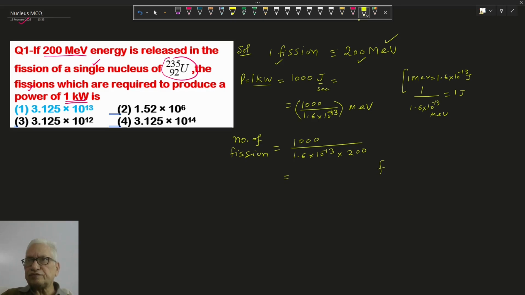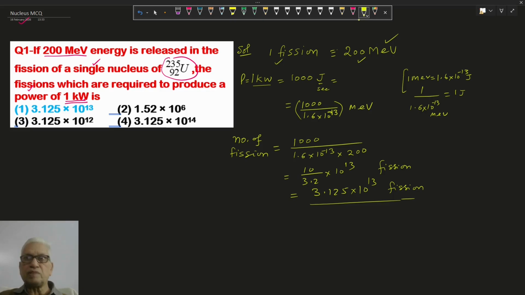We solve it. That gives the number of fissions required. So here we solve this. We are getting the calculation 10 upon 3.2 into 10 to the power 13. It will be roughly 3.125 into 10 to the power 13 fissions. So this many fissions are required to give 1 kilowatt power. So option 1 is correct.